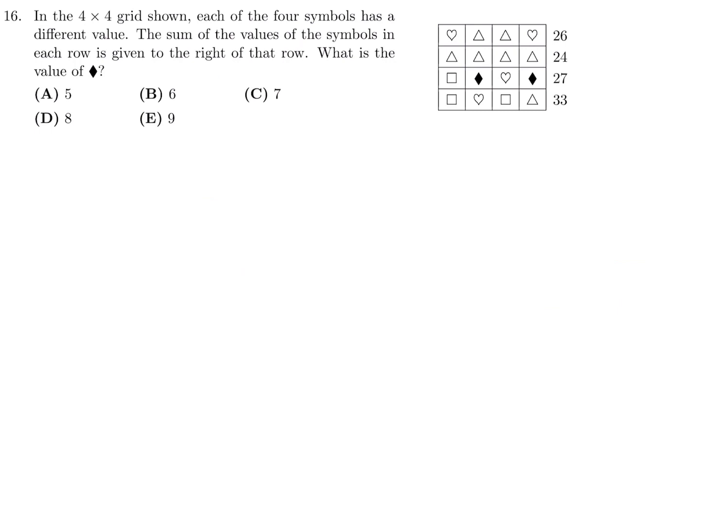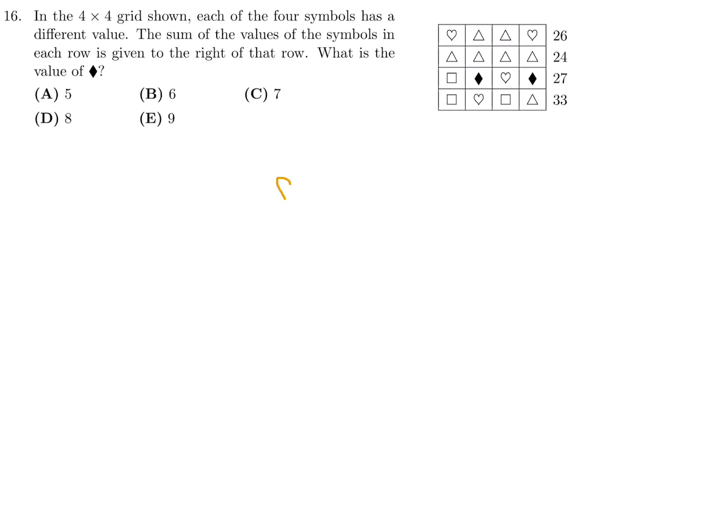In the 4x4 grid, each of the 4 symbols has a different value. The sum of the values of the symbols in each row is given to the right of that row. What is the value of that star? All right, let's work through each row one at a time, starting with the first one.